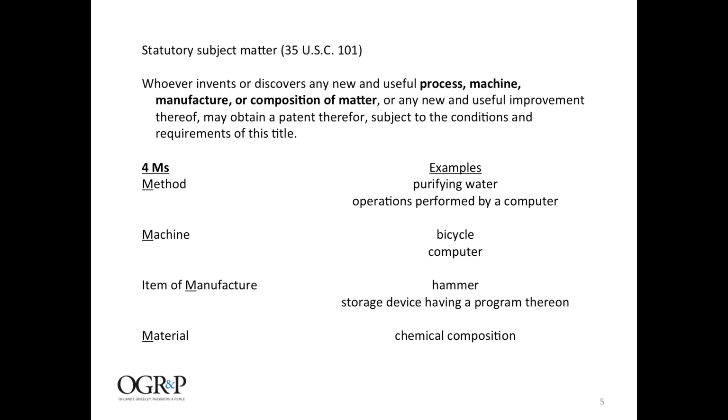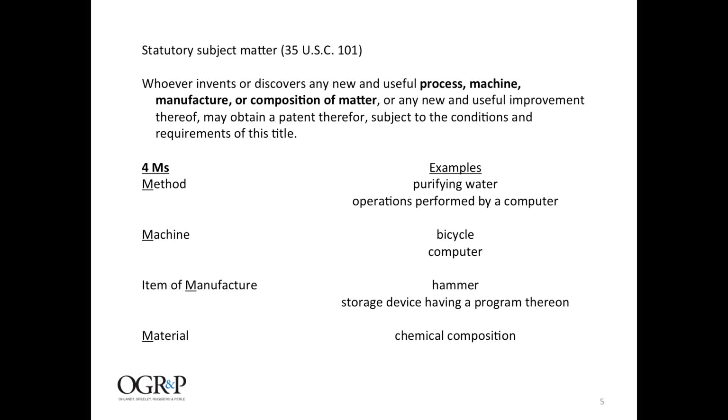Statutory subject matter under 35 USC 101 reads, and I'm going to read it, and note that I have emboldened some of the language: Whoever invents or discovers any new and useful process, machine, manufacture, or composition of matter, or any new and useful improvement thereof, may obtain a patent therefor, subject to the conditions and requirements of this title. It's these emboldened words, process, machine, manufacture, and composition of matter, that generally define statutory subject matter. I use a mnemonic to remember them myself, and I encourage others to use this mnemonic to remember what the statutory classes are.